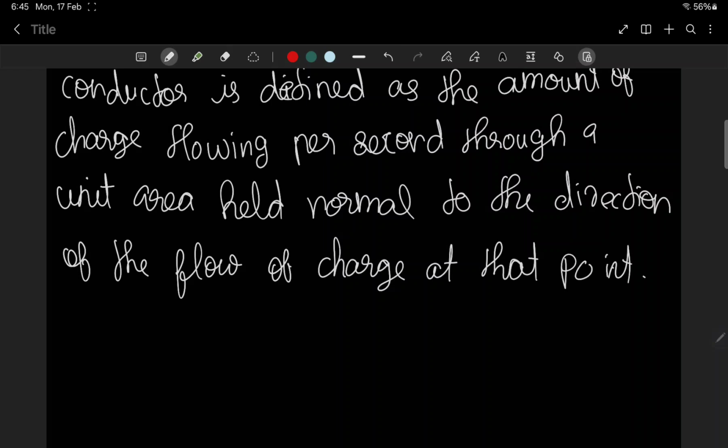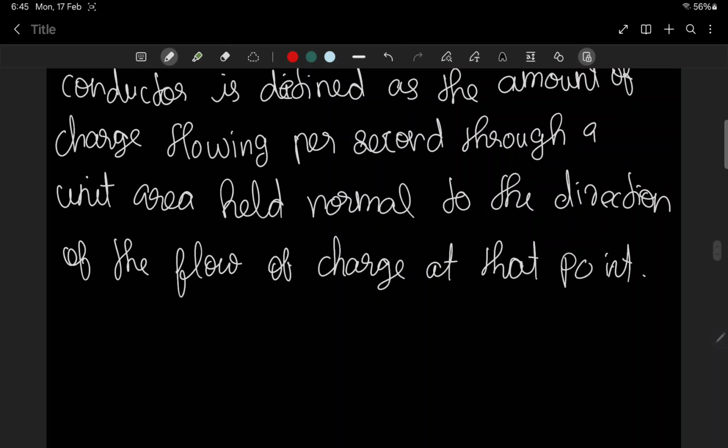Current density at any point inside the conductor is defined as the amount of charge flowing per second through a unit area held normal to the direction of flow of current or flow of charge. We represent it as J equal to I by A. Got it? That is current density.